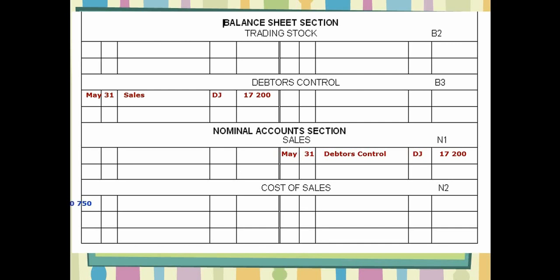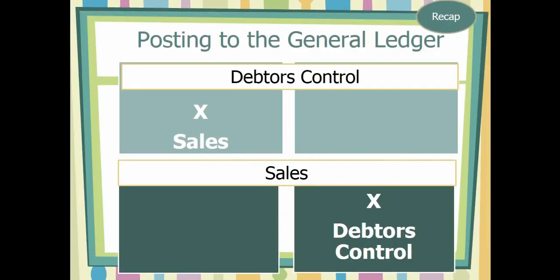And now for the last two transactions. Cost of sales is an expense, and I write the contra account, the other account involved, which is called trading stock. And then in my trading stock account, I write cost of sales. Simple, isn't it? So, let's just recap.